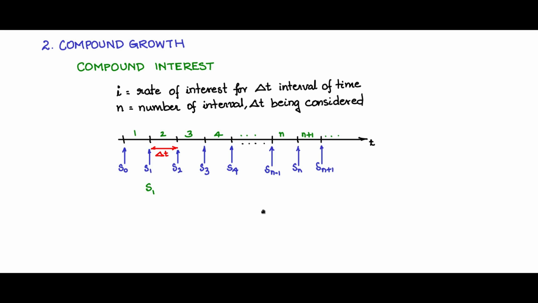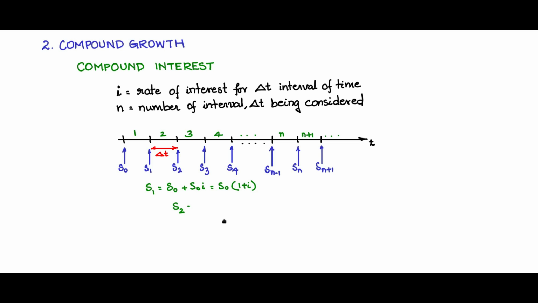So now let us try to find out what is S1. Now S1 is equal to S naught plus S naught into I. This is same like in simple interest case or in the linear growth case. And this is equal to S naught into 1 plus I.